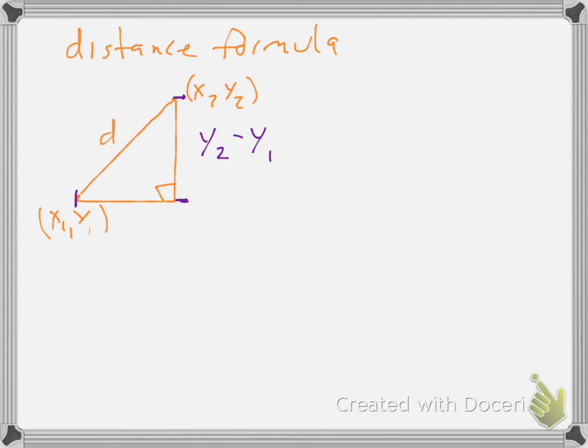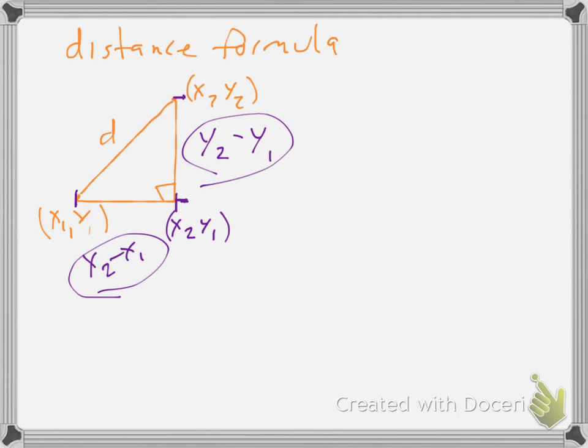On the bottom, if I go the other way, I start at x1 and go all the way to x2, because this would be x2, y1 as a point, right? This distance down here becomes x2 minus x1. We can call this A and that B. Would you guys agree that D squared is equal to A squared plus B squared?